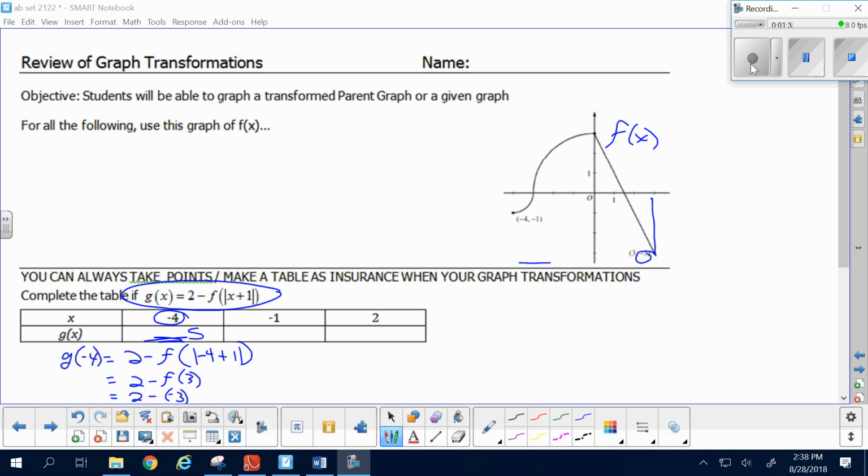Now you try. What would g be at -1? g at -1.